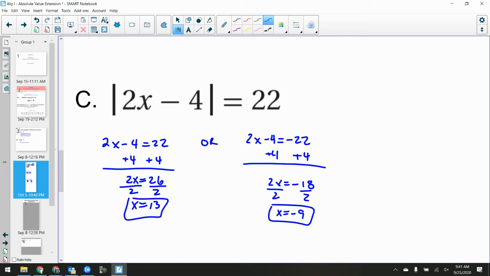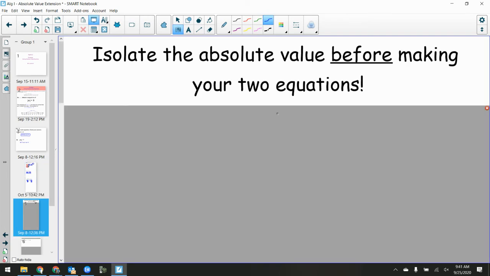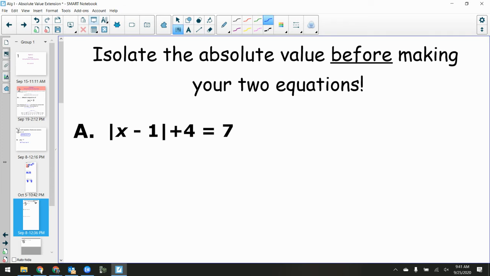But what if I add things to the left side, or subtract, or multiply, or divide? Well, you have to isolate the absolute value before you make your two equations. You can't start solving until you simplify the equation. Here's what I mean by that.